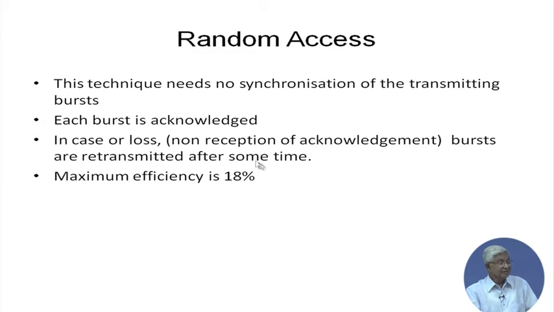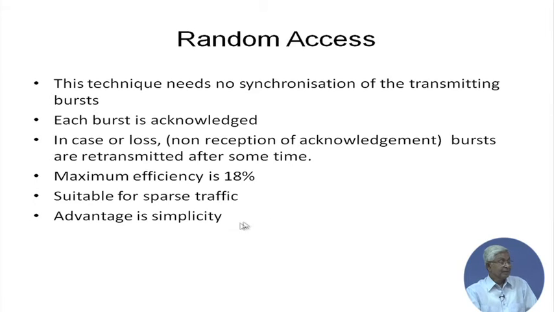But the loss is more, so the efficiency drops, because there are a lot of clashes as the number of stations and the amount of traffic increase. Maximum efficiency is theoretically calculated as 18%, and people operate at even 10%. It is suitable for sparse traffic, because of its very simple nature. Advantage is its simplicity. Now let us go quickly into combinations of multiple access.